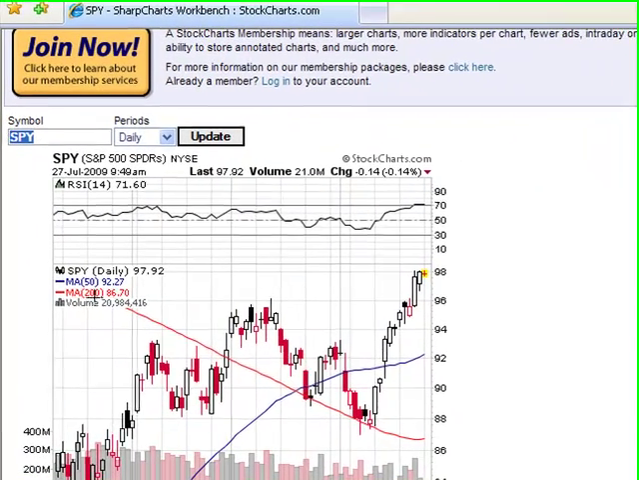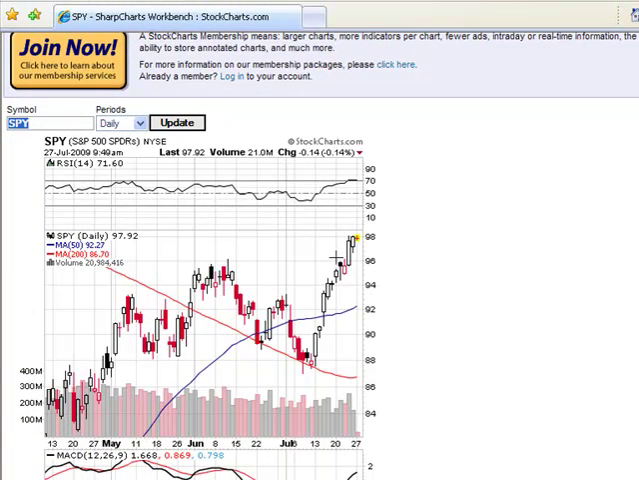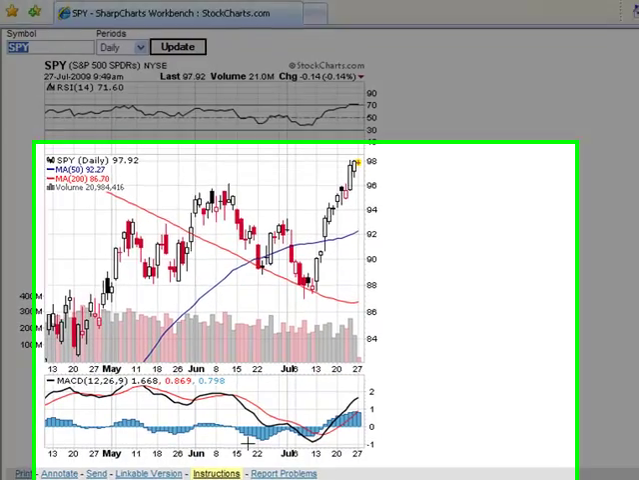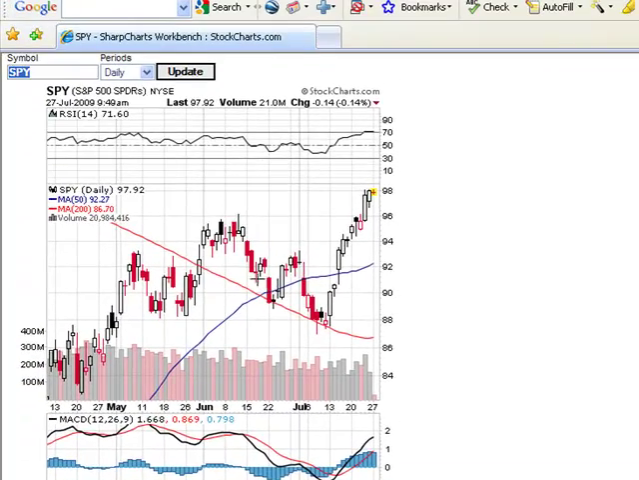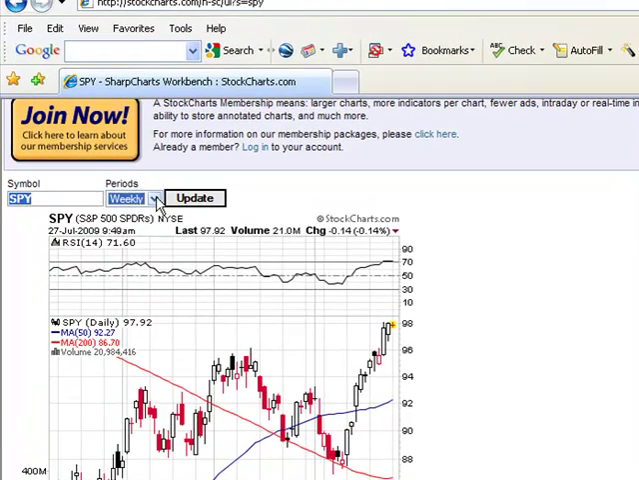Look at that, and it comes up with a couple moving averages. It comes up with the relative strength index up on top. It comes up with the MACD settings on the bottom, and basically we're looking at, as I said, a daily chart. I don't want to look at a daily chart. For this system I want to look at a weekly chart, so I changed that from daily to weekly. Very simple, just a drop down menu.